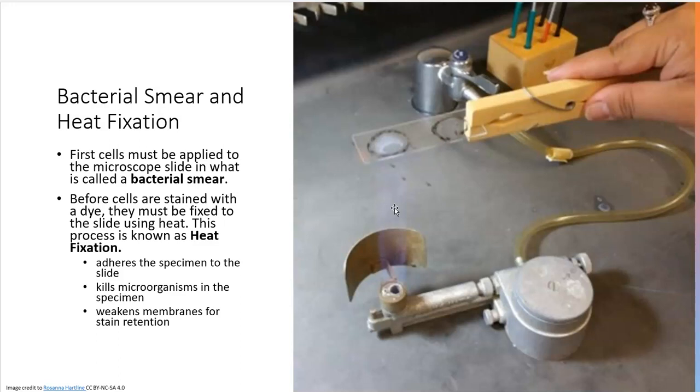And then the last thing is it weakens the membranes for stain retention. Stains to bacteria would be considered toxic chemicals that they would not want to let in through their membranes, but by heat fixing them, it breaks down that cell membrane a little bit so that the stain can be easily absorbed, and then we can get that contrast to see the specimen under the microscope.